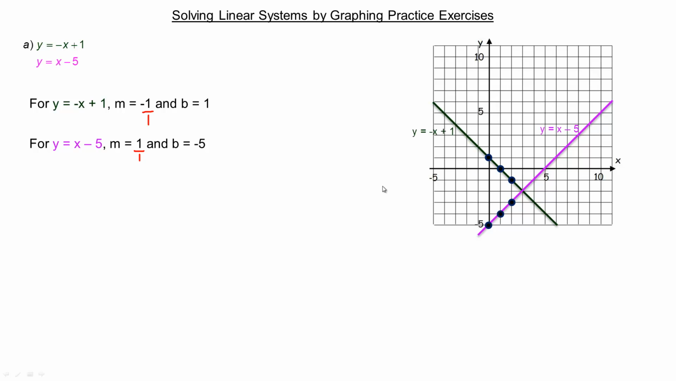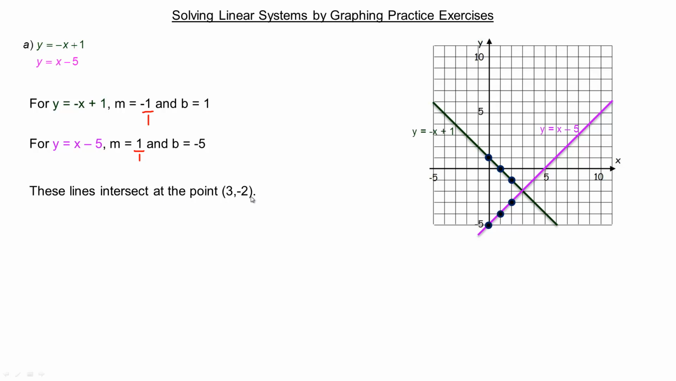Now the solution to a system of equations is where the lines have common points. Now for two lines there's only one common point, it's where they cross. So this point right here at 3, negative 2 is the point they have in common. That's the point they share. It's the only point that's on both of the lines.